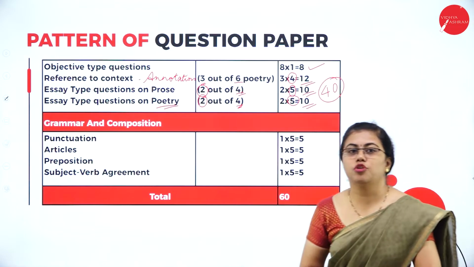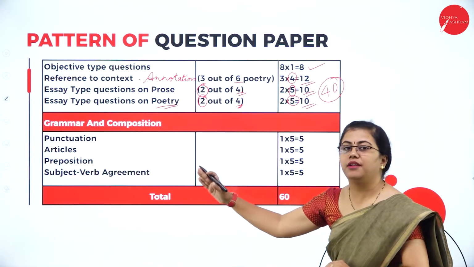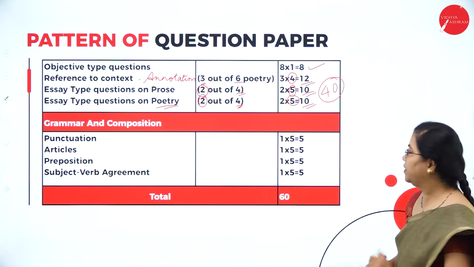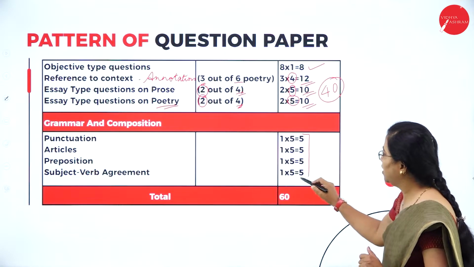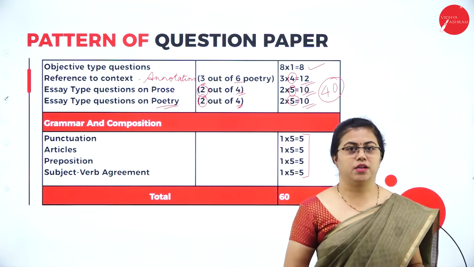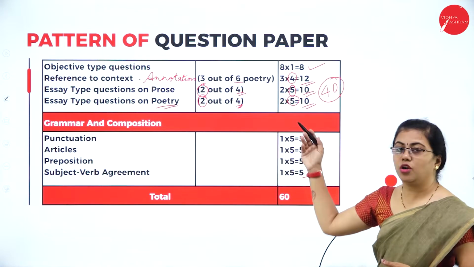Next, what is left? The language component part is left. So what do we have here? We have punctuation, articles, prepositions, as well as subject and verb agreement. Each question will be for 1 mark, and each main will be for 5 marks. There is no choice over here. Okay, so you don't have a choice at all. You need to answer all of those.